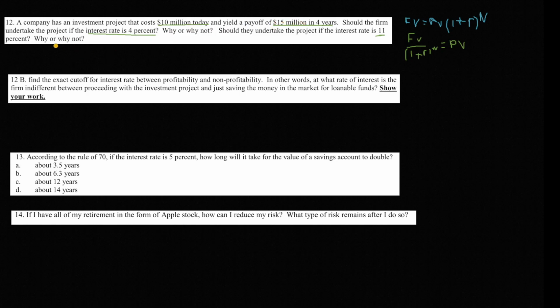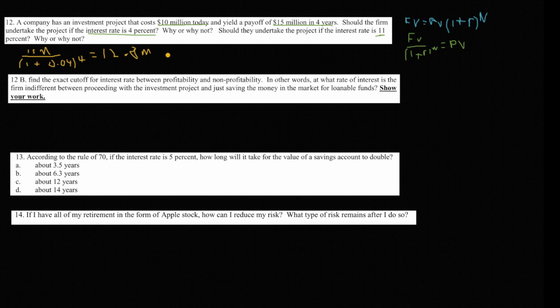So 15 million in 4 years. So 15 million divided by 1 plus 4%, so 0.04, and this is to the 4 years. And the calculator tells me that this is $12.8 million.